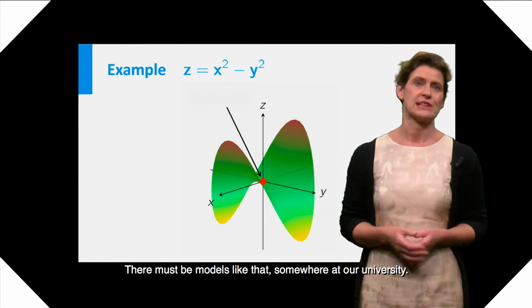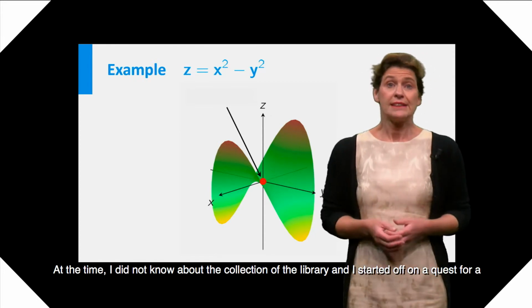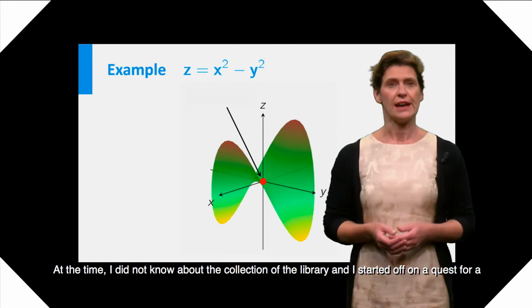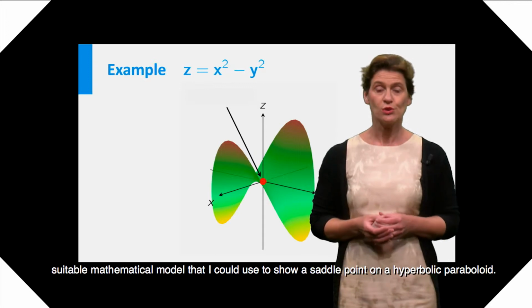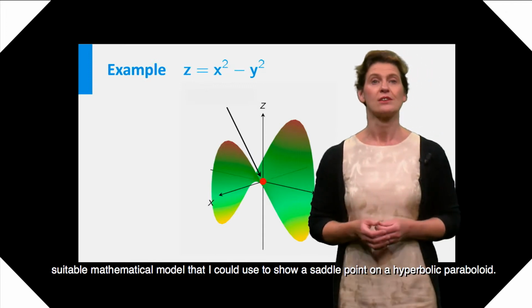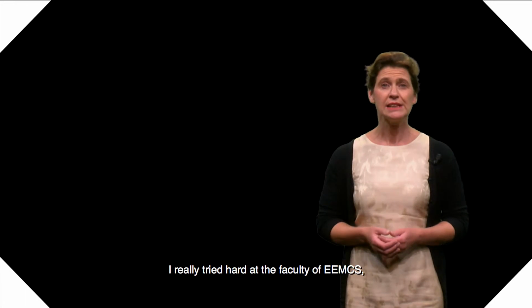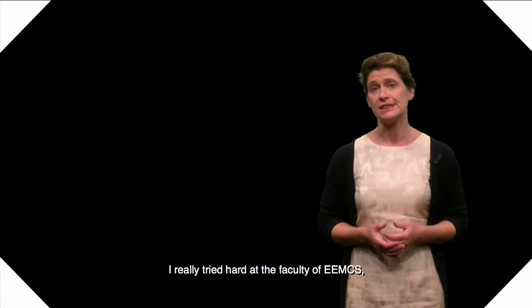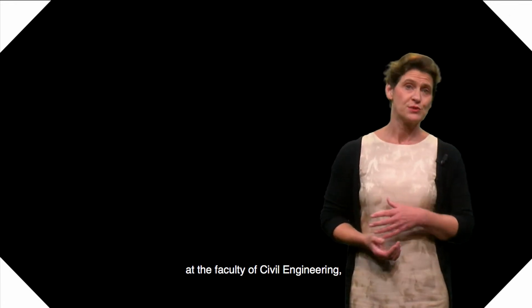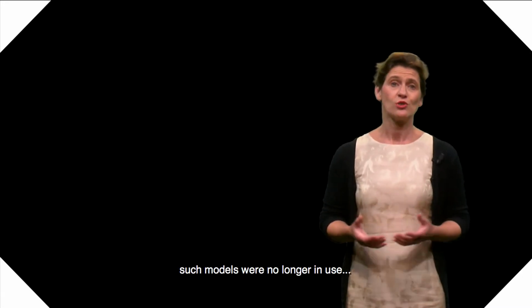There must be models like that somewhere at our university. At the time, I did not know about the collection of the library and I started off on a quest for a suitable mathematical model that I could use to show a saddle point on a hyperbolic paraboloid. I didn't find it. I really tried hard at the Faculty of EMCS, at the Faculty of Civil Engineering, at the Faculty of Applied Earth Science. Such models were no longer in use.